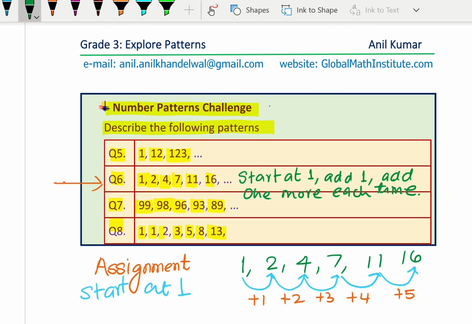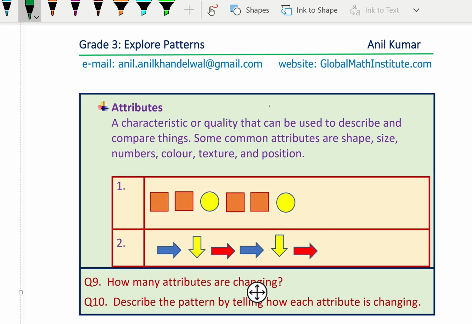Now let's look into another part of this video, which is when we have geometrical shapes, we could describe them in many different ways. The most important things to describe are their color, their shape, and so many other things. We call these things attributes. So let's try to understand this word, attributes. Attributes: a characteristic or quality that can be used to describe and compare things, right?